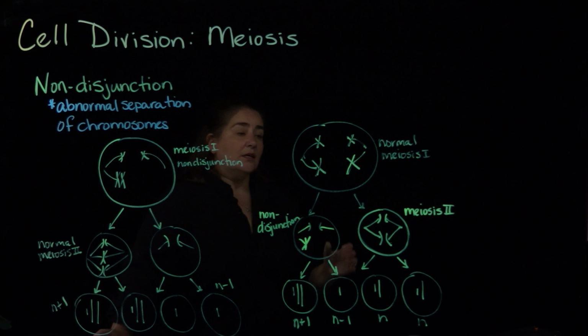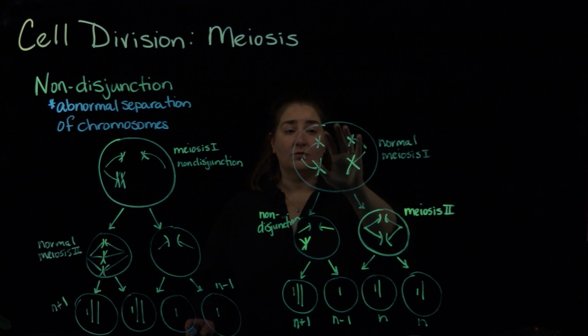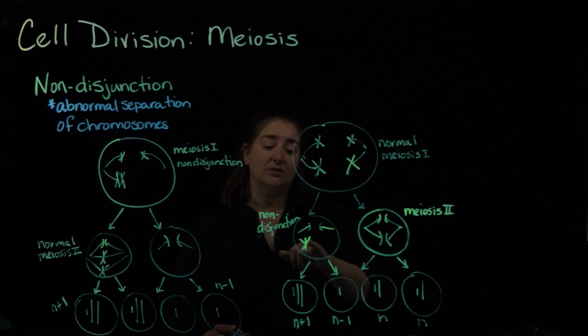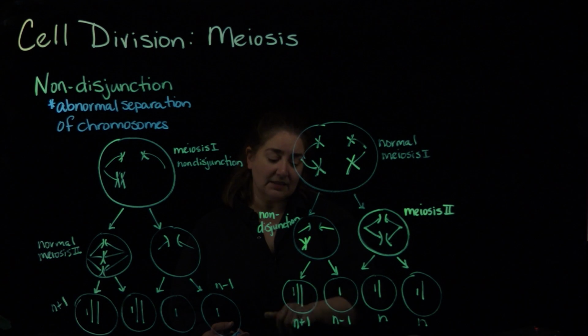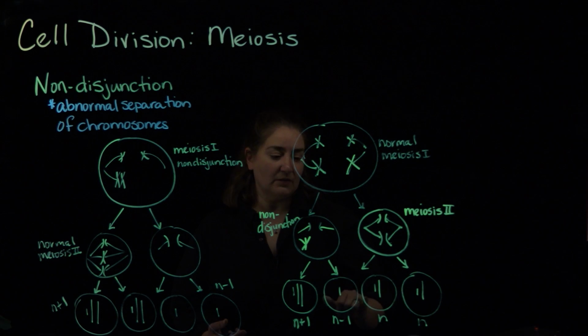If non-disjunction occurs during meiosis 2, meiosis 1 occurs normally and we separate the homologous pairs. Now in this case, the sister chromatids don't separate. That's going to segregate one extra chromosome into one of our gametes, and one is going to be missing. Over here I have a normal meiosis 2 happening. These would be haploid cells.